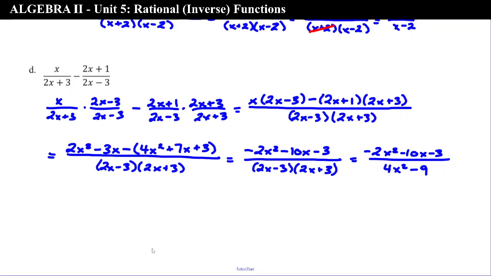So this is kind of an overview of how to perform operations on your rational functions, okay? We'll be getting more into our kind of key features of graphs of rational functions in the next section of notes.